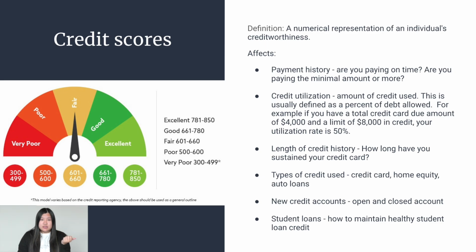Another factor is the length of credit history, as in how long you have sustained your credit card. Another is the types of credit used, as in credit cards, home equity, auto loans. Another is new credit accounts, as in opening and closing accounts. The last thing is student loans, as in how to maintain healthy student loan credit.